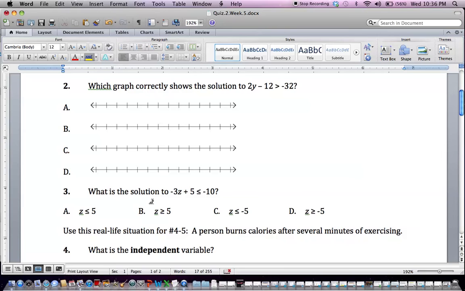Number 3, what is the solution to negative 3z plus 5 is less than or equal to negative 10? I want you to solve this for z and give me the solution. Remember the rule for the inequalities. Z is less than or equal to 5. Z is greater than or equal to 5. Z is less than or equal to negative 5. Z is greater than or equal to negative 5. Solve for z and then tell me which one of these solutions.